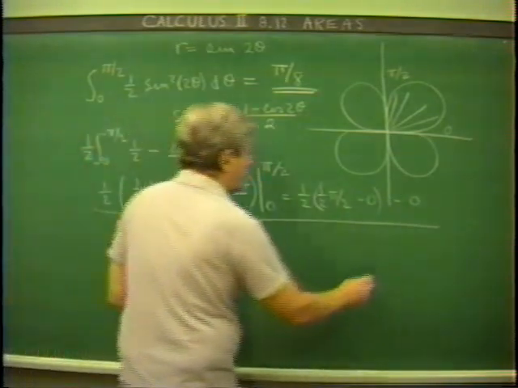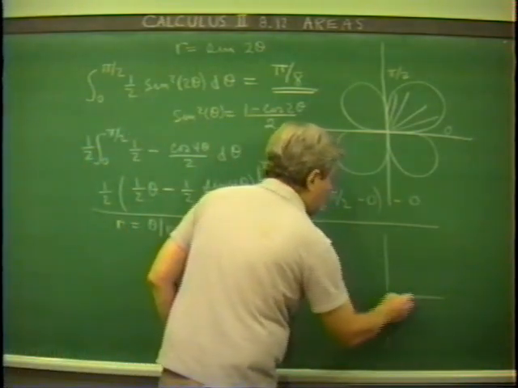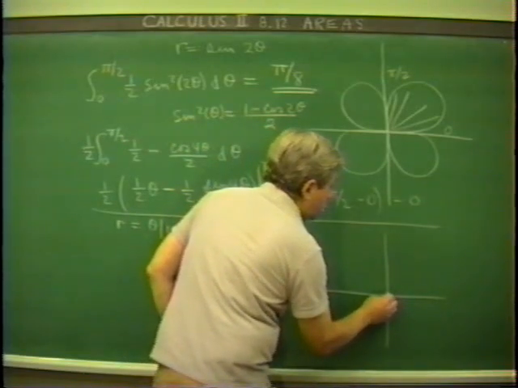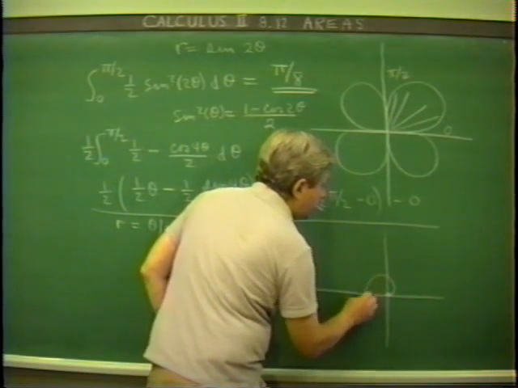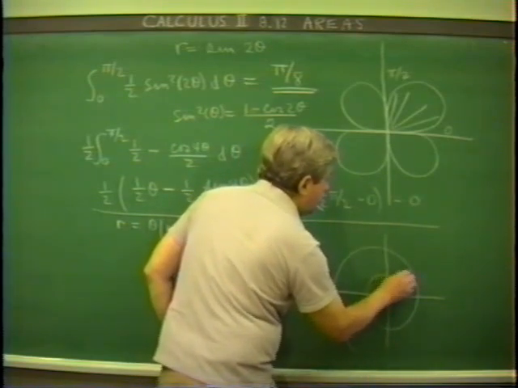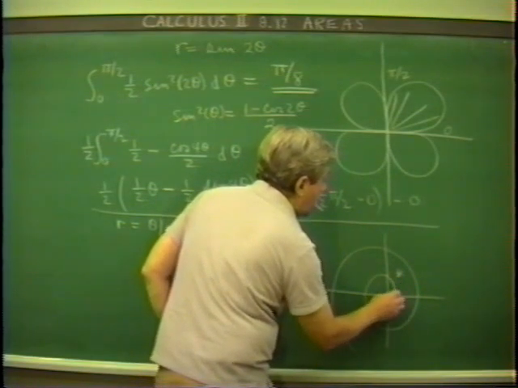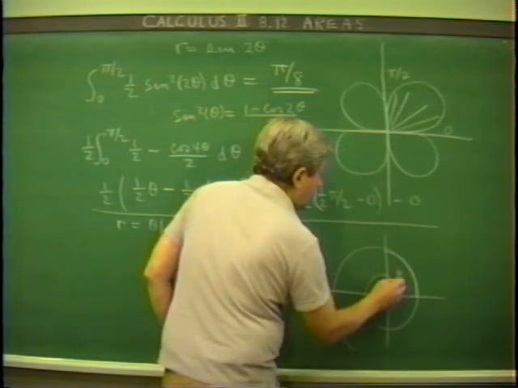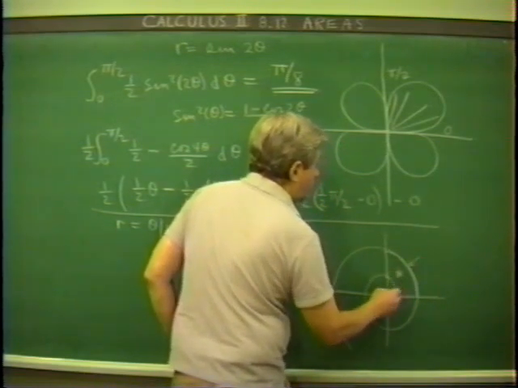Let's take a look at another one here. Let's look at r equals theta over 10. This is a spiral. Right? When theta is equal to 0, it's at 0. As theta increases, this spirals outward like so. Let's suppose we want this area here between these two parts.